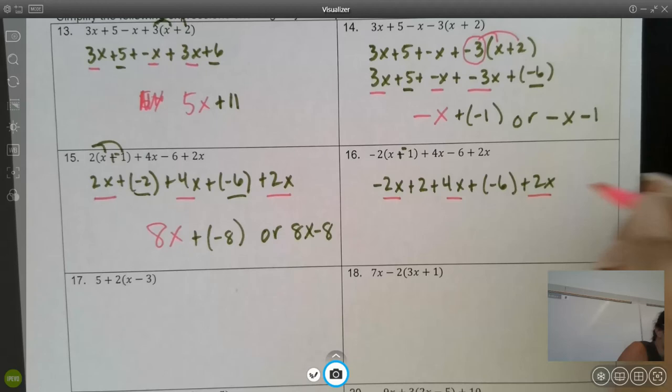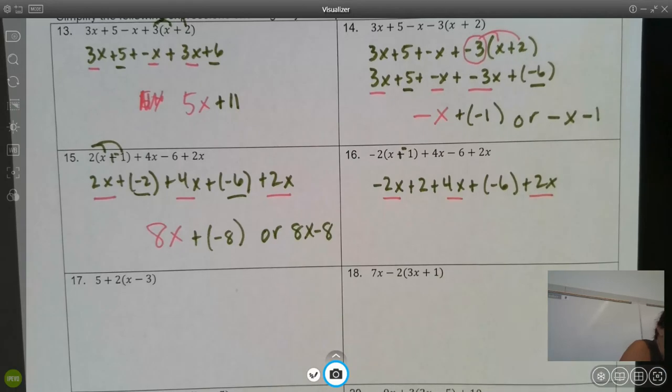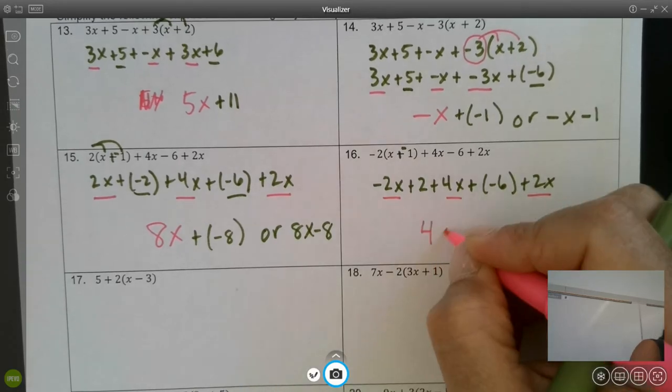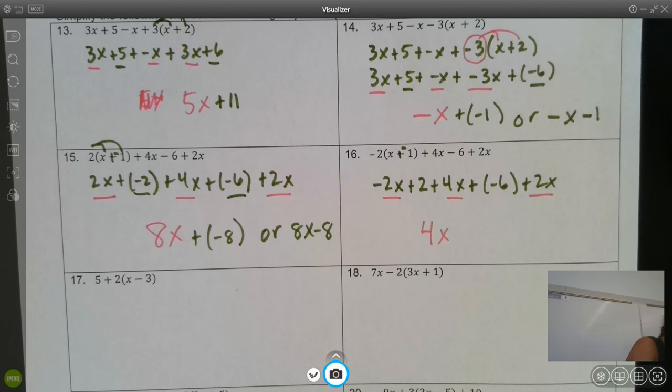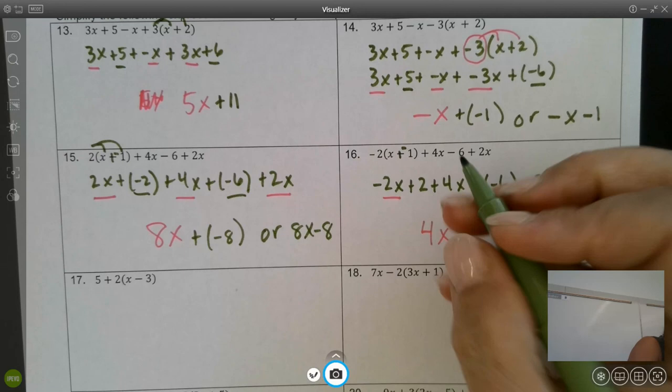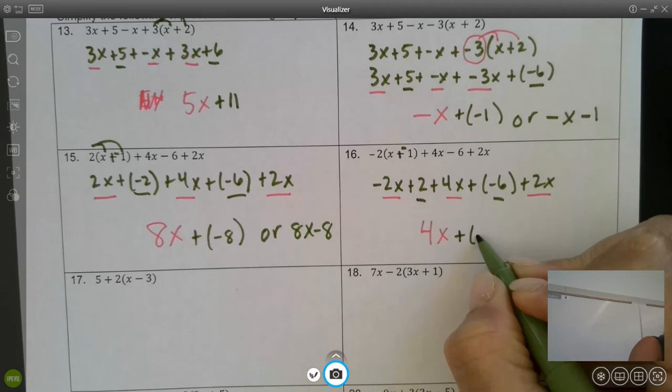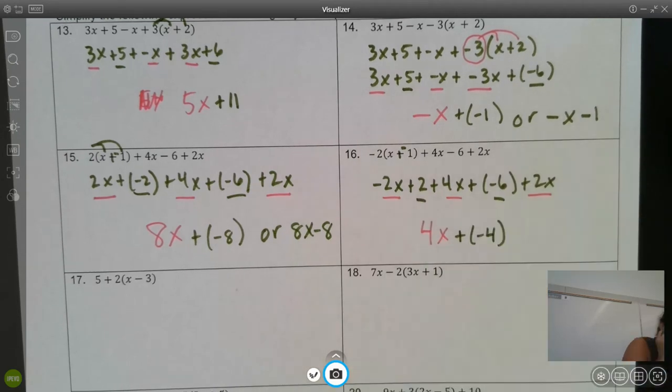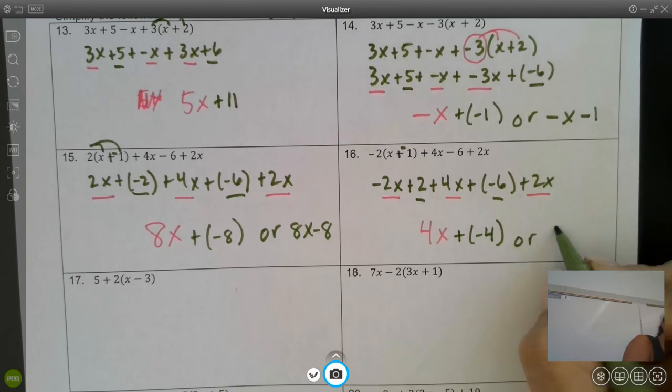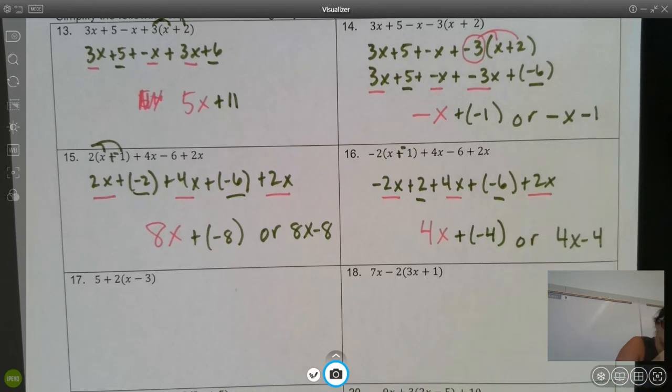The x terms. So it looks like 4x is what that all combines to. And then I've got 2 and negative 6. That makes a negative 4. Or x minus 4.